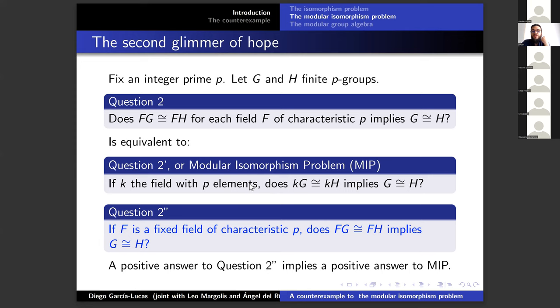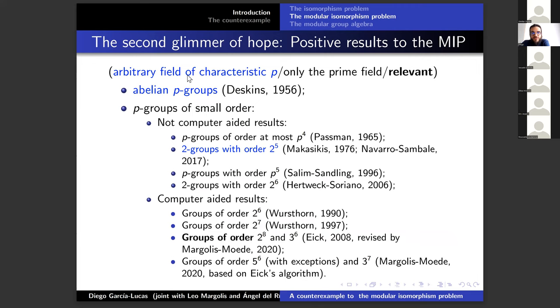So in blue, there will be the results that hold for every field of characteristic p. In black, there will be the results that hold only depending on the primality of the field. And in bold black, there will be the results which are especially relevant for our examples.